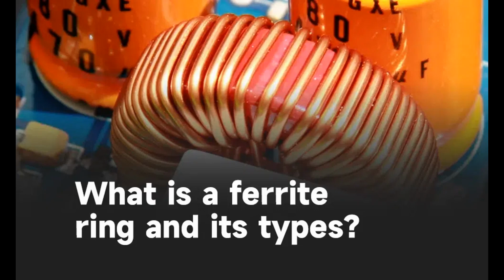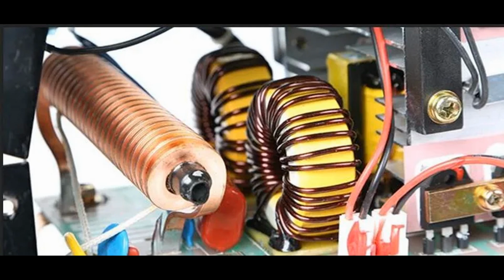B. Antenna matching networks. Role. In antenna systems, ferrite core inductors are used in matching networks to match the impedance of the antenna with the transmission line or receiver. This ensures efficient power transfer and minimizes signal reflection. Benefit. Ferrite cores improve the performance of matching networks by providing stable inductance at RF frequencies.